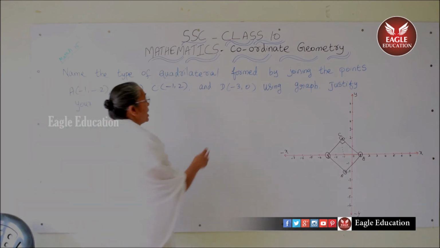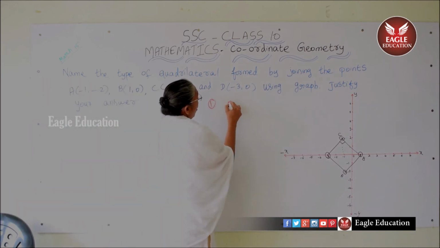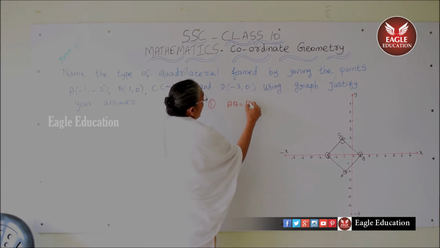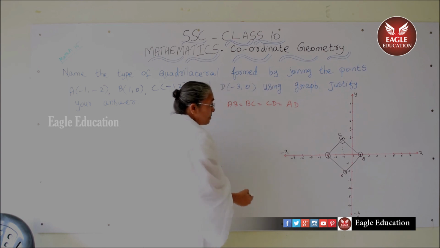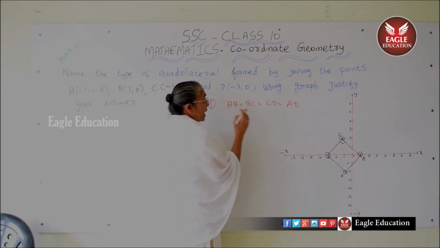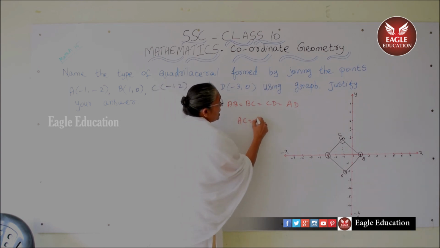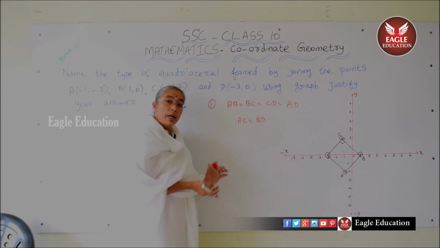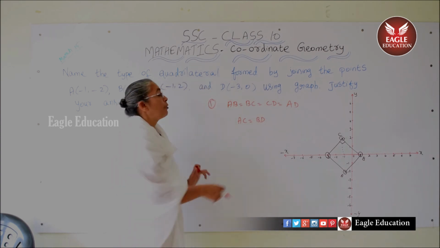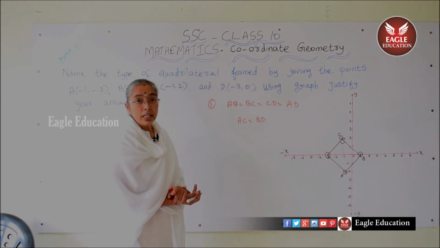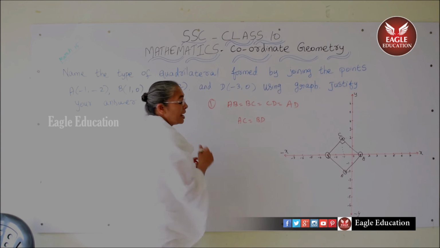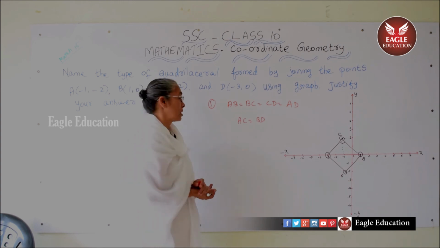First one: if we prove all the 4 sides are equal, AB equals BC equals CD equals AD, and also the diagonals are equal, AC equals BD. So a quadrilateral is said to be a square if all its 4 sides are equal and its diagonals are equal. This is one way of proving the given quadrilateral is a square.